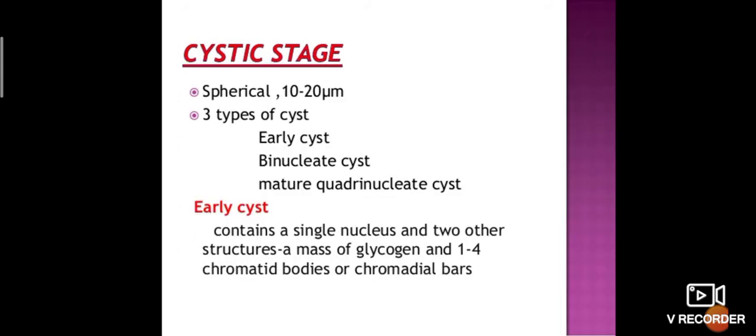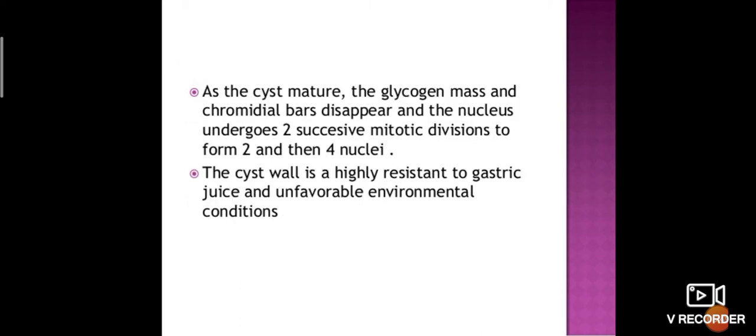Then the cystic stage is spherical, 10 to 20 micrometer, and there are three types of cyst: early cyst, binucleate cyst, and mature quadrinucleate cyst. So the early cyst contains a single nucleus and two other structures, a mass of glycogen and 1 to 4 chromatid bodies or chromatoidal bars. As the cyst matures, the glycogen mass and chromatoidal bars disappear and the nucleus undergoes two successive mitotic divisions to form 2 and then 4 nuclei.